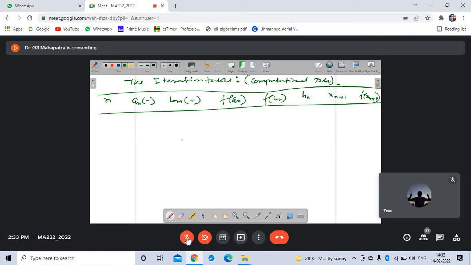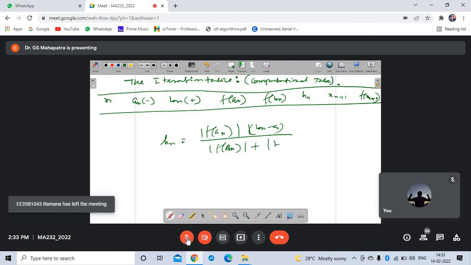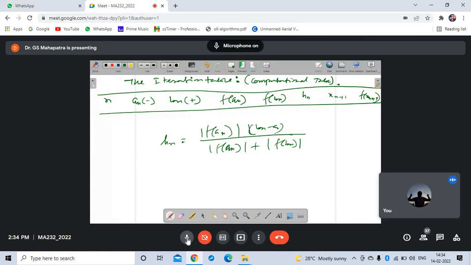What is the Hn formula? Hn is mod of f of an, Vn minus an divided by mod of f of an plus mod of f of Vn. Am I correct? F of an, correct? Okay, so this is not mod. This one is not modulus. Now fine.